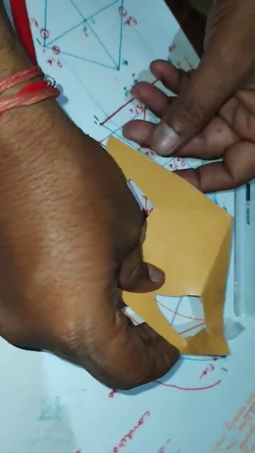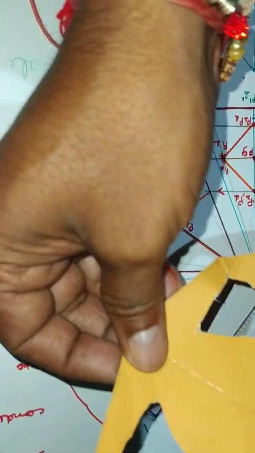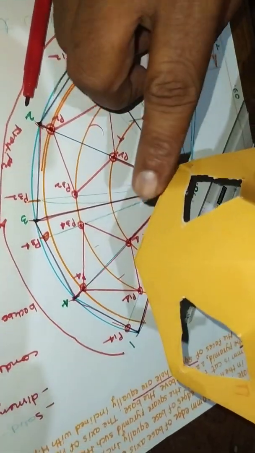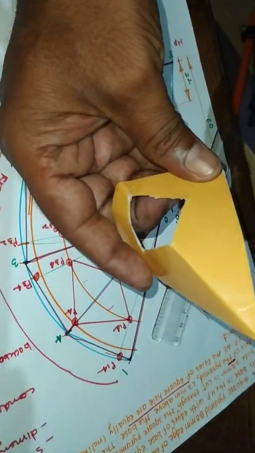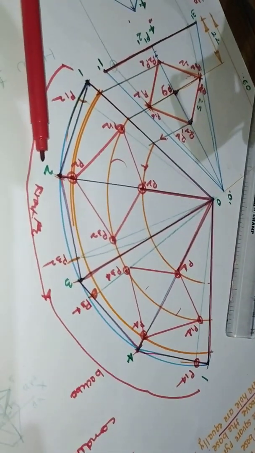This is the development of the square pyramid. Here is 1, 2, 3, 4, 1. Again I will join it here. Here we observe the square hole drilled in it.